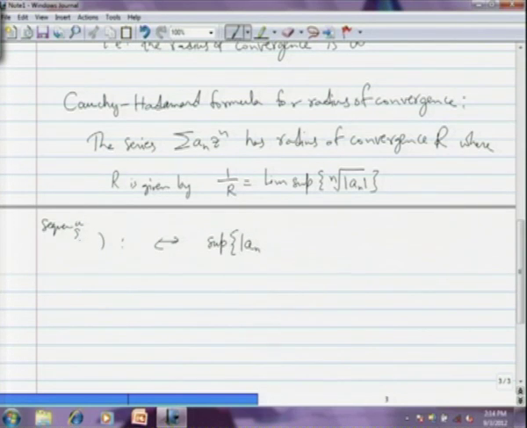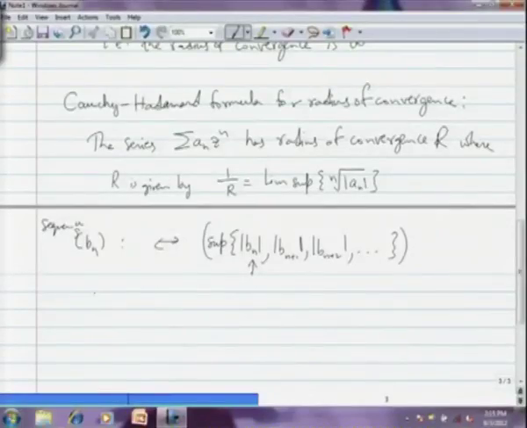So, if you have a complex sequence b n, let us say, then you have the supremum sequence: modulus of b n, modulus of b n plus 1, modulus of b n plus 2, and so on. You consider the supremum of this set of the moduli of b j where j is greater than or equal to little n. And then, as this n varies, that forms a sequence.